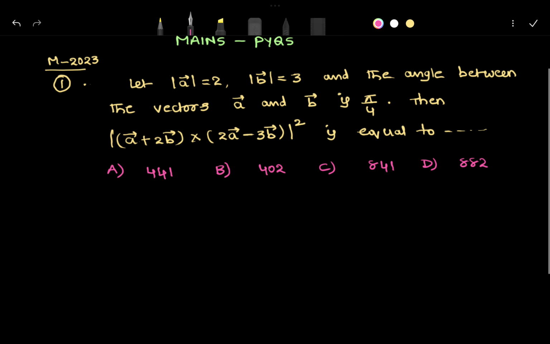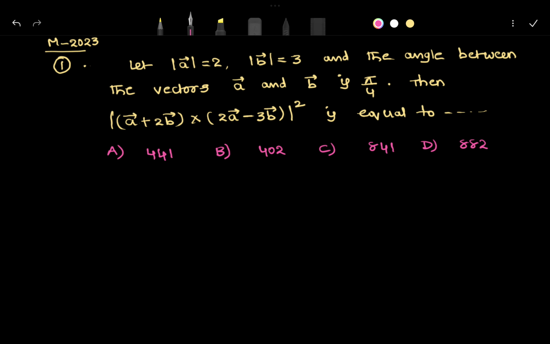First of all, you have to recall the properties of the cross product. Then first you see this one: (A + 2B) cross (2A - 3B).